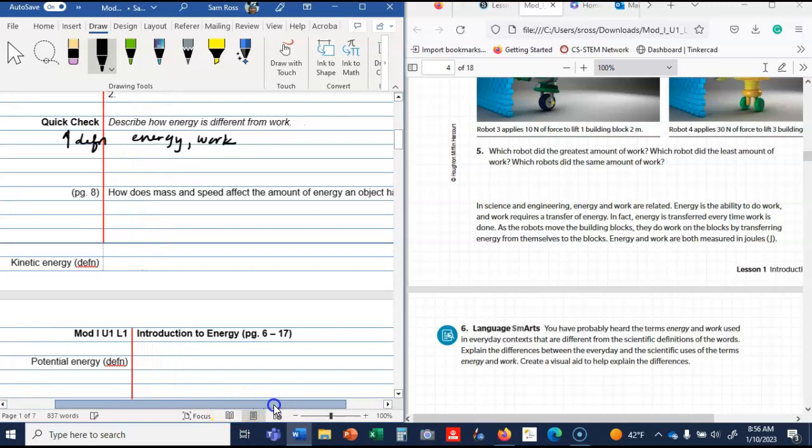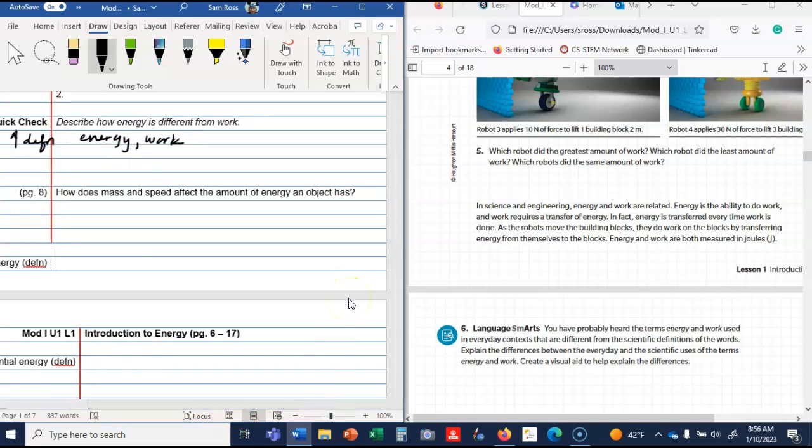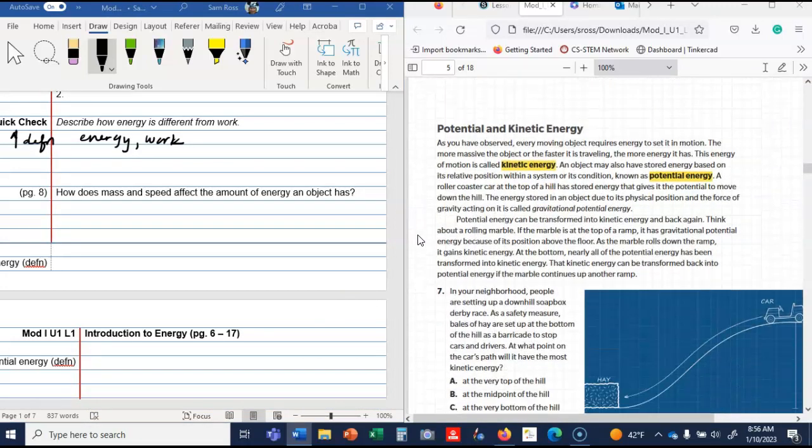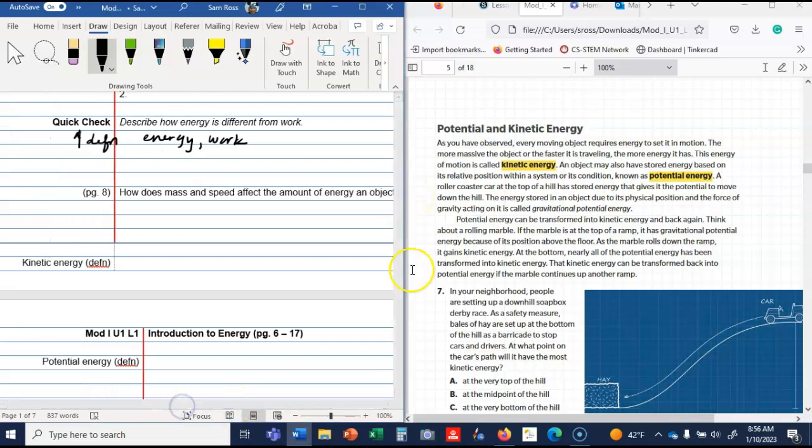Moving on, how do mass and speed affect the energy of an object? That's on page 8, so let's go down. Second sentence in this first paragraph: the more massive the object, or the faster it's traveling, the more energy it has, and that's what you'll want to write down. Let's go back over here. Kinetic energy definition: kinetic energy is the energy of motion.